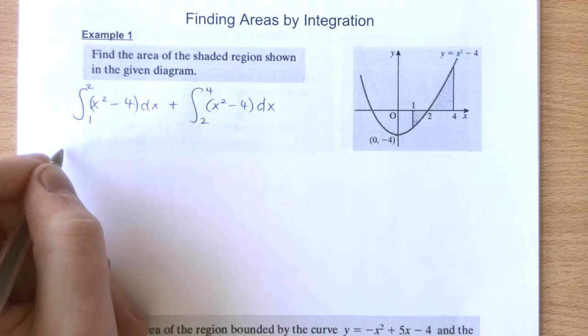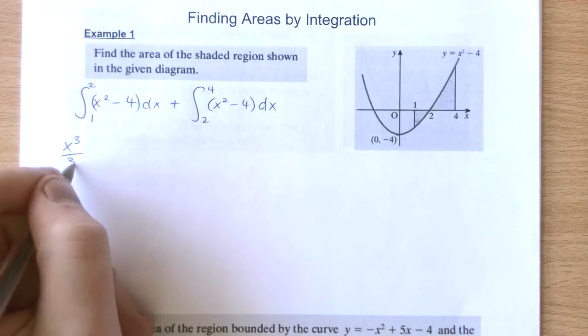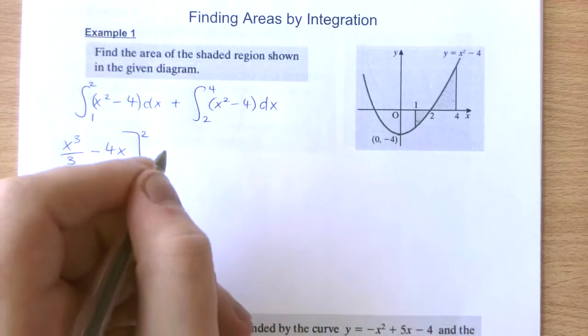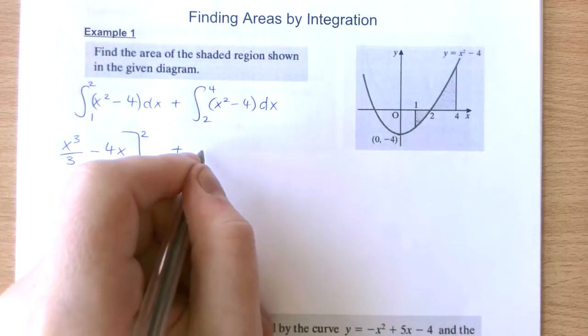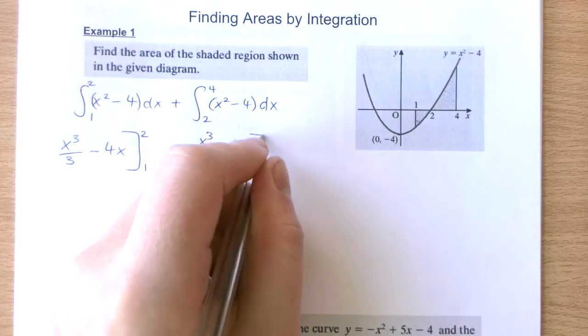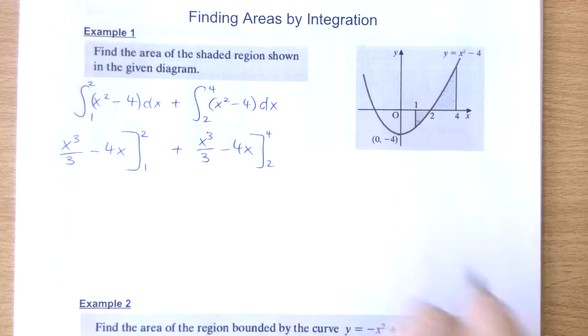So it's going to be the integral. So it's x cubed over 3 minus 4x. We're going to find the answer between 2 and 1. And then we're going to do the same thing. So it's going to be the same integral. And this time it's going to be between 4 and 2.